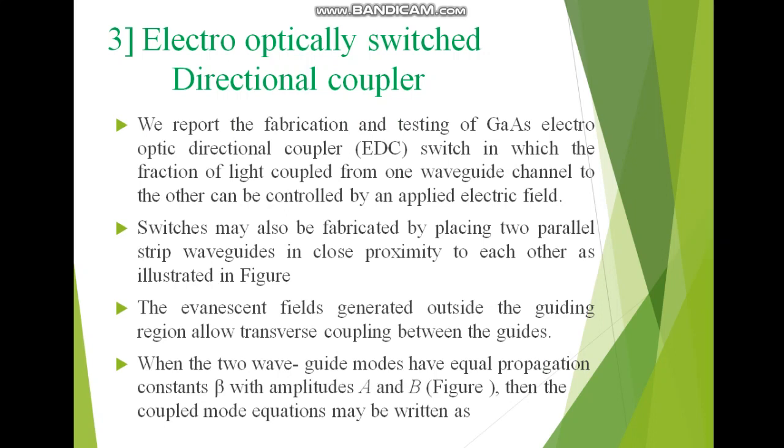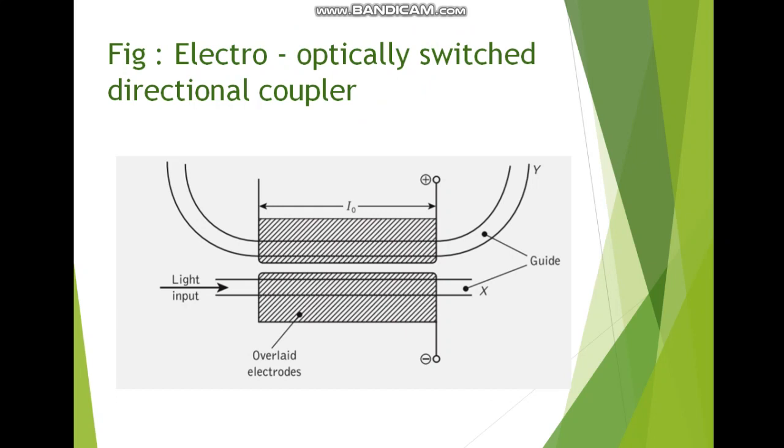Now we will discuss when there are two amplitudes, when the two waveguide modes have equal propagation constant beta with amplitude A and B as shown in figure, then the coupled mode equation may be written as. So this is the diagram of electro-optically switched directional coupler. Input light beam, it is coupled to this input light beam is traveling through this. These are my electrodes. This is my coupling region length. This is again one of my fiber input.